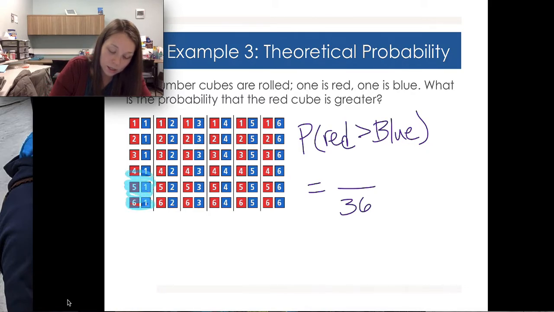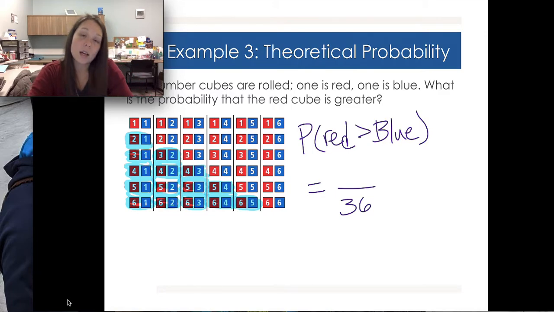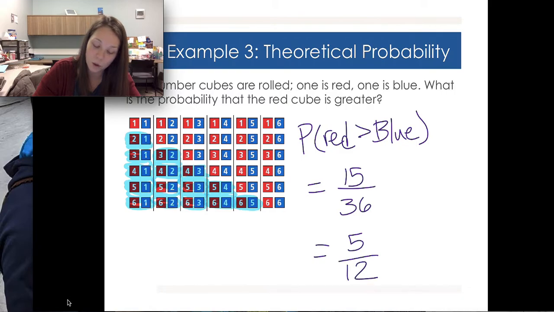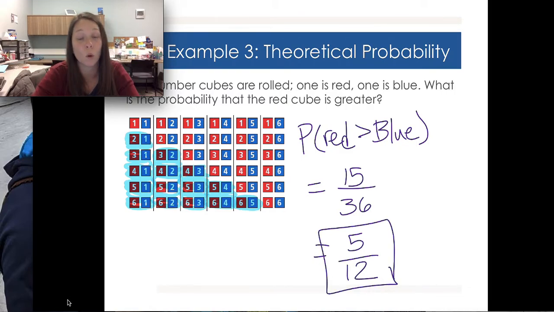When red is 6 and the blue is 1, all the way down to when red is 2 and the blue is 1. When red is 3, all the way to 6 when blue is 2. When red is 4, all the way to 6 when blue is 3. When red is 5, all the way to 6 when blue is 4. And when red is 6 and blue is 5. That is a total of 15 out of 36, or if you reduce the fraction, that would be 5 out of 12, or again, you could write it as a decimal or a percentage and be equally correct.